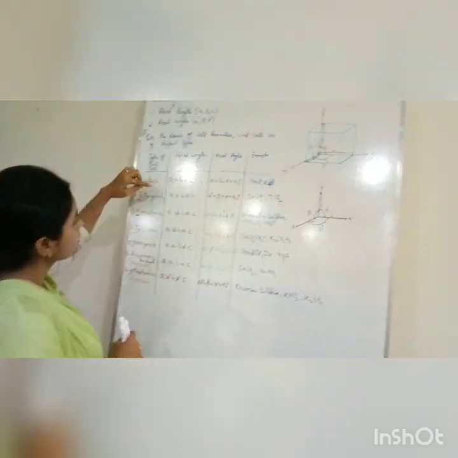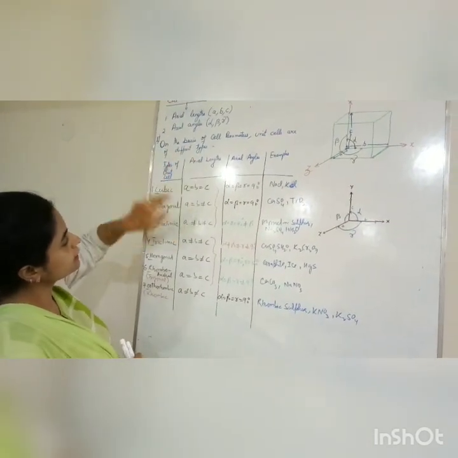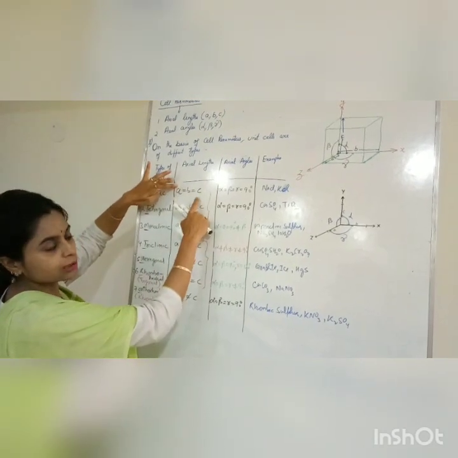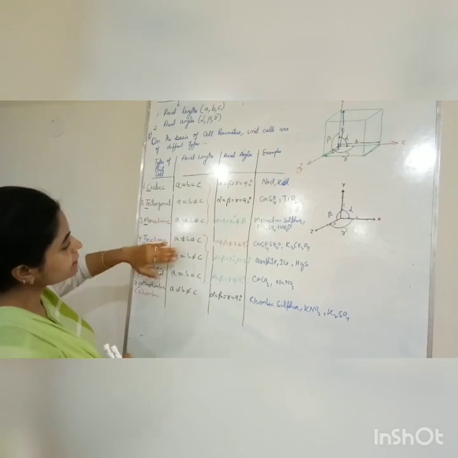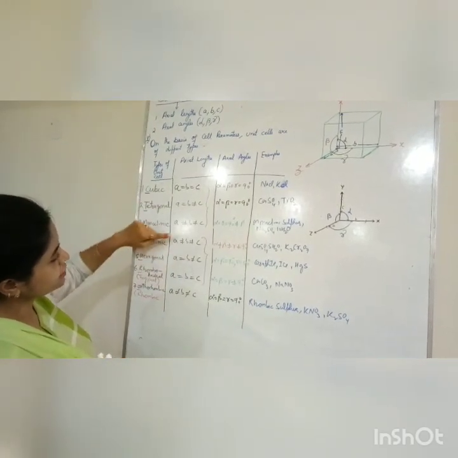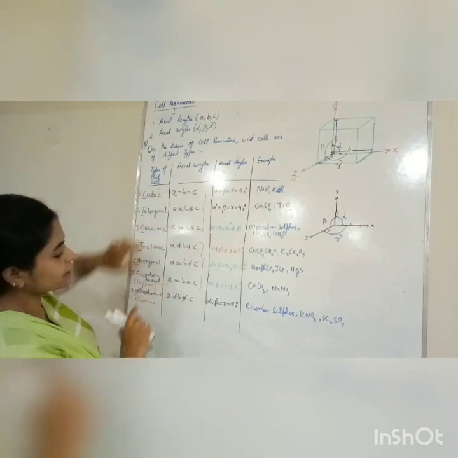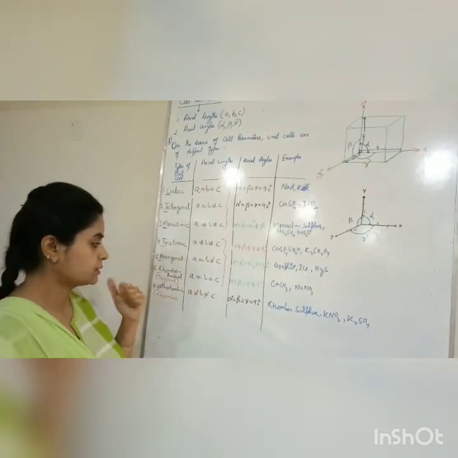Then see here, in case of cubic, A equal to B equal to C. These three you have to learn: here all the three are equal, here the last one is not equal, and here both are not equal. Then repeat it in the reverse direction. A is not equal to B is not equal to C, then this one, and the last one is the case where everyone is not equal to each other.